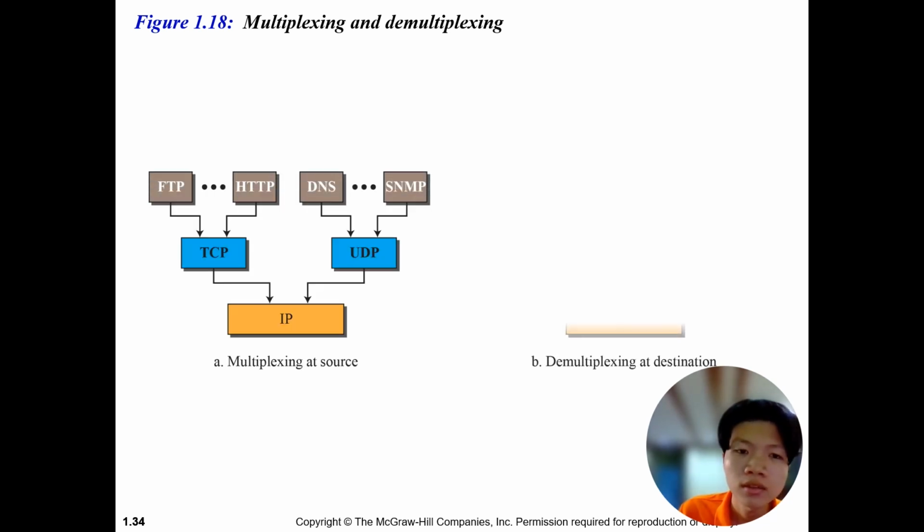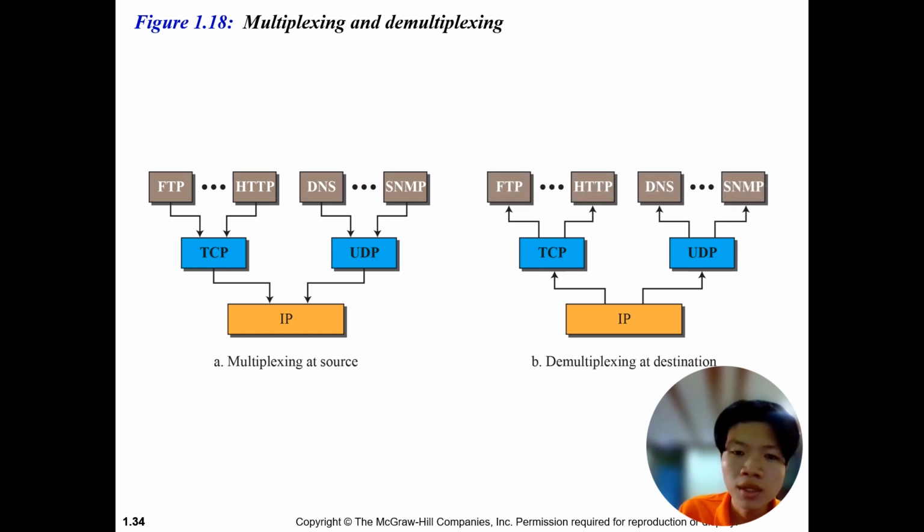And this is multiplexing and demultiplexing. A is multiplexing at the source, B is demultiplexing at the destination.